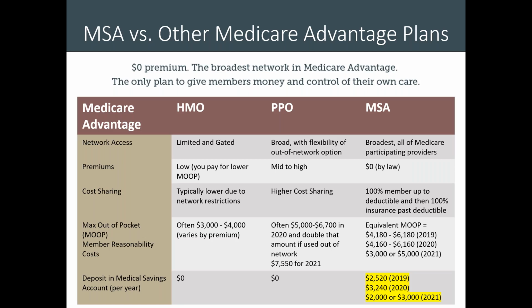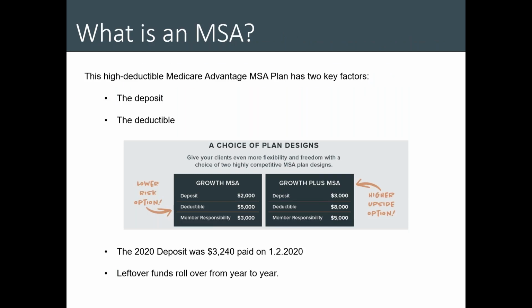So someone who's going to have this plan now for the 3rd year, let's assume they do the $2,000 plan this year, they will have received almost $8,000 deposited into their MSA account over the 3 years that they will have been in this plan. So if we think about the $2,000 plan, again, it's got a $5,000 deductible with a $3,000 maximum risk. And just to go back, we'll look at that real quick. Again, we've got $2,000 deposit, $5,000 deductible, $3,000 member responsibility. They've got almost $8,000 if they've not used their plan.